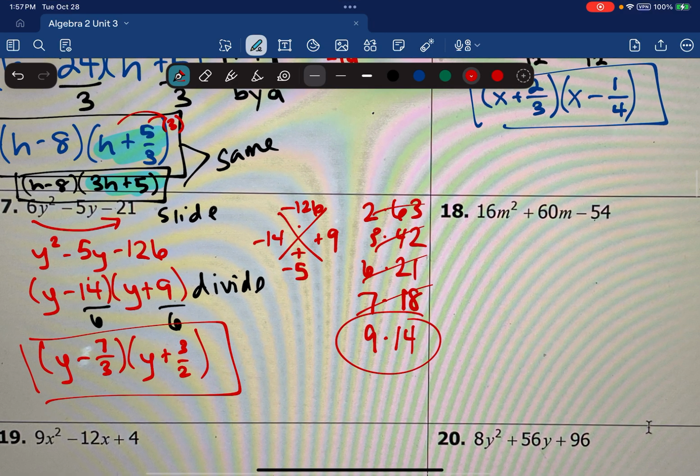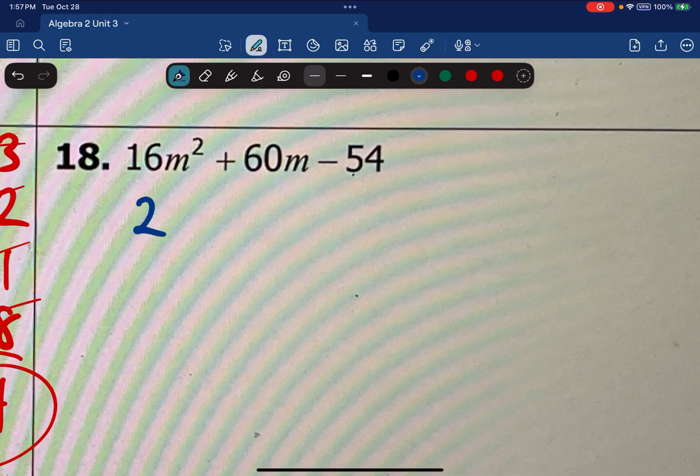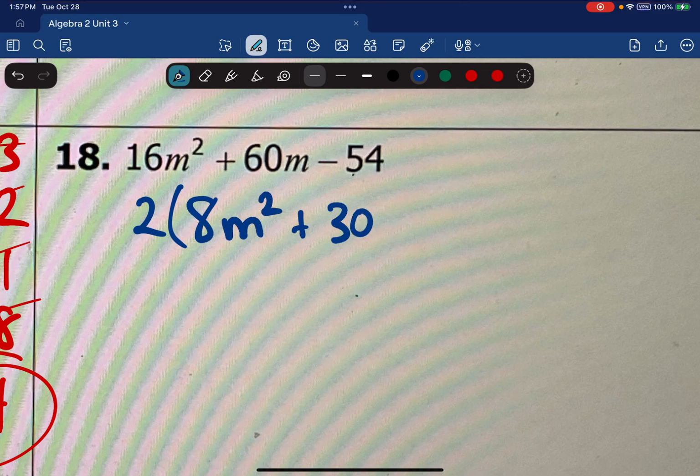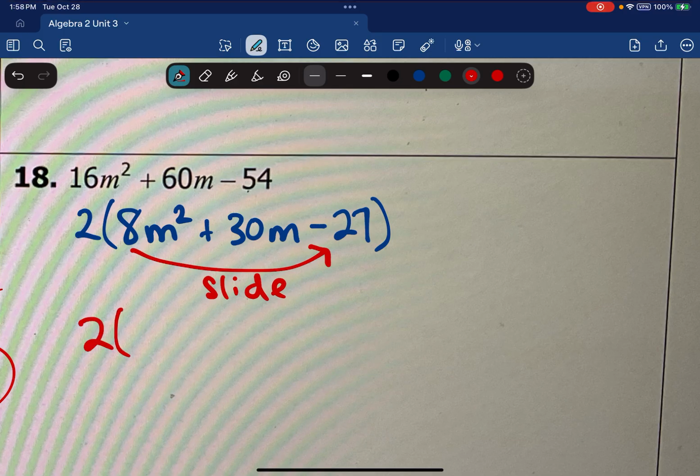All right, looking at 18. All of these numbers are divisible by 2, so I know that I have a greatest common factor of 2 that I can take out. 8m squared plus 30m minus 27. Once I take out that greatest common factor, I then notice I still have to do slide and divide. So I have a 2 on the outside that remains. I'm going to have 8m squared plus 30m. 8 times negative 27 is negative 216.